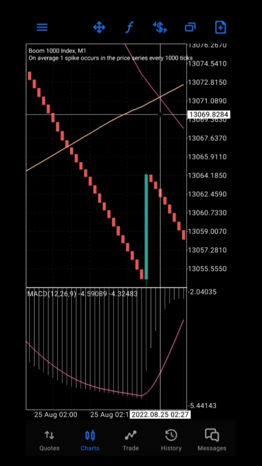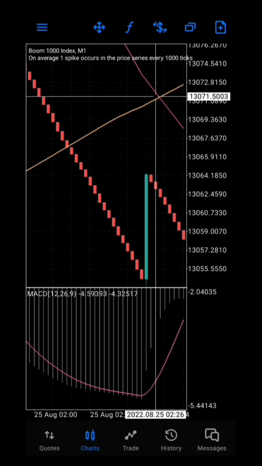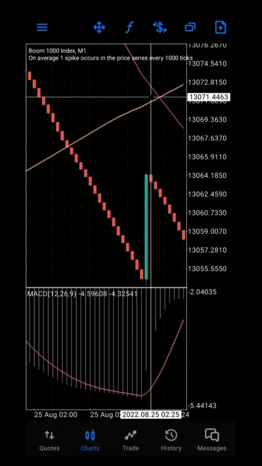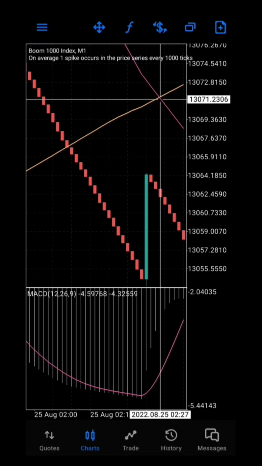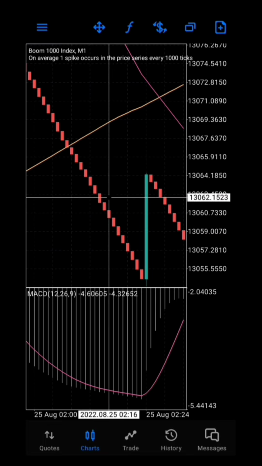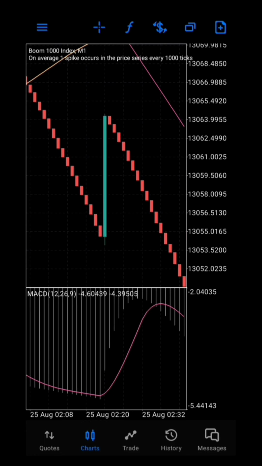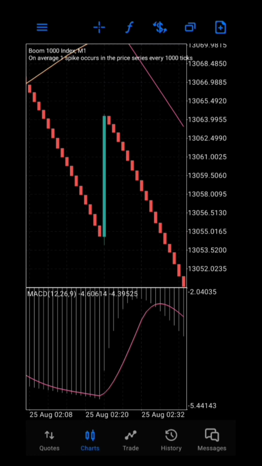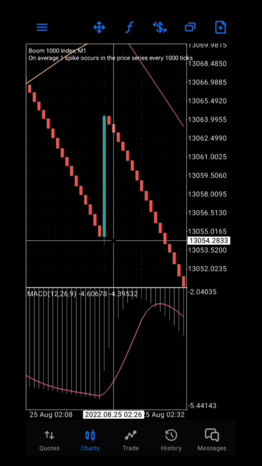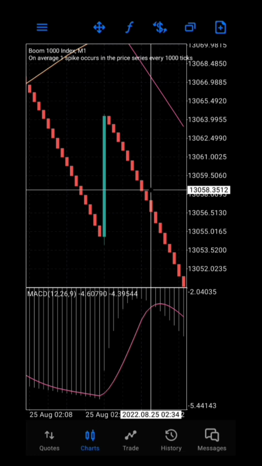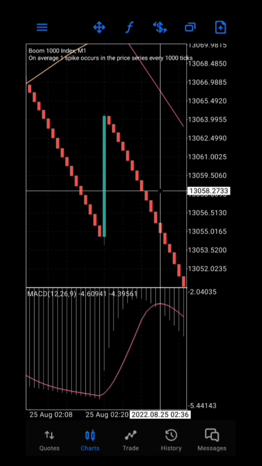Now at this particular spot, you can see that it was not at the overbought level, but afterwards you can see that it went up to the overbought level. You can see it here. This is a perfect entry spot. This is a perfect entry point.